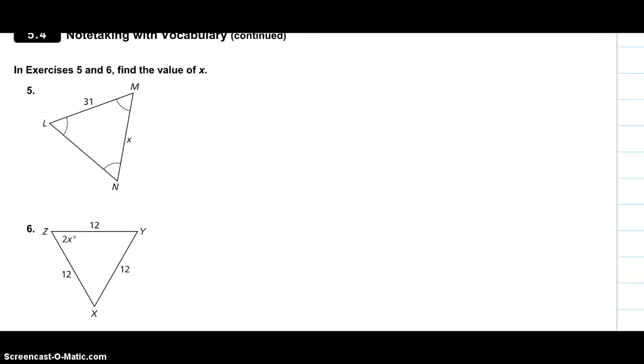So now going on to page 142, let's look at numbers 5 and 6. It says for 5 and 6 to find the value of x. So if I look at number 5, what I first need to recognize is what kind of triangle I am in. All 3 angles are marked congruent, so that means I am in an equiangular triangle. And what we just talked about was if we have an equiangular triangle, that means that also all the sides are congruent. So I can go ahead and just say all of these sides are congruent.